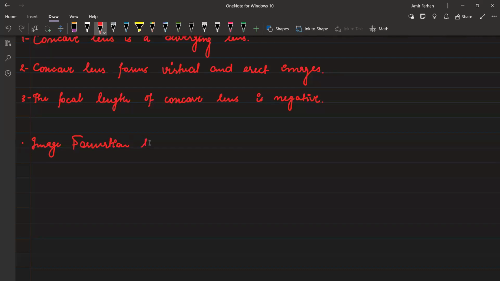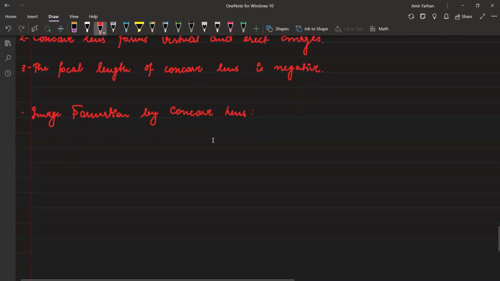Image formation by. Sorry for my bad writing. Actually, my hand is very slippery right now due to the humidity. Okay.